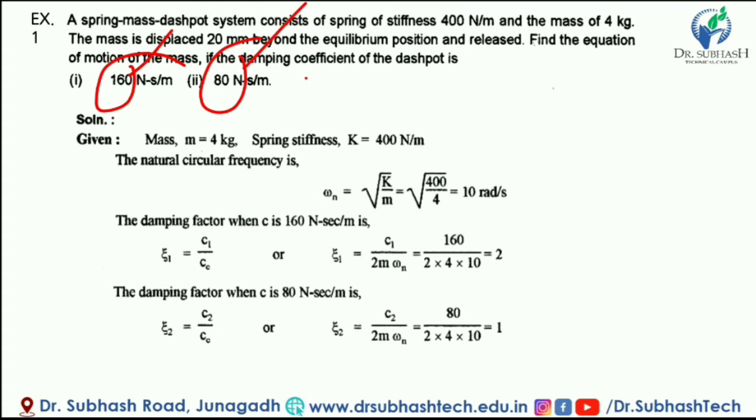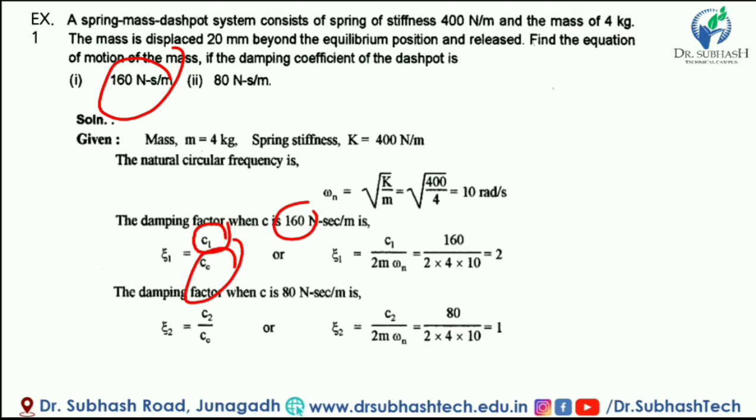The first one is 160, another one is 80. So first we have to decide what kind of damped vibration there is in each case. That is defined by the value of zeta. So first we have to find the value of zeta, and we know that zeta is found as the ratio of the damping coefficient to the critical damping coefficient. Here the damping coefficient value is given.